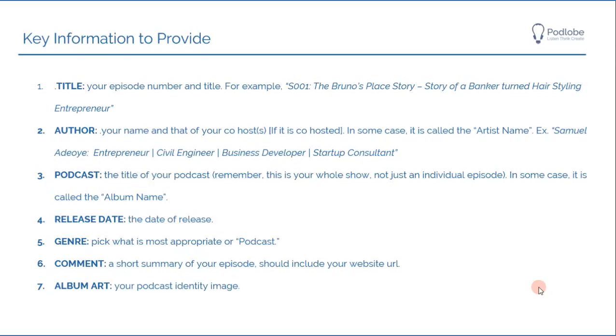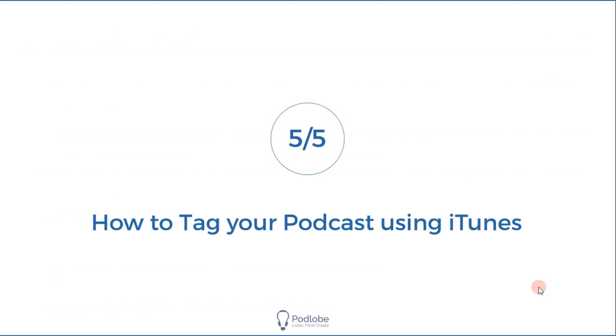Then there's the album artwork. That is your album, your podcast identity image. Add that to it always, all the time. And lastly, the description. This is a short description of what that episode is all about. So it could be, in this episode, we discussed so and so, we did so and so. So just try as much as possible to add all this information in the right place so that you have a great MP3 tag. So what I'm going to do is to show you how to tag your podcast using iTunes.